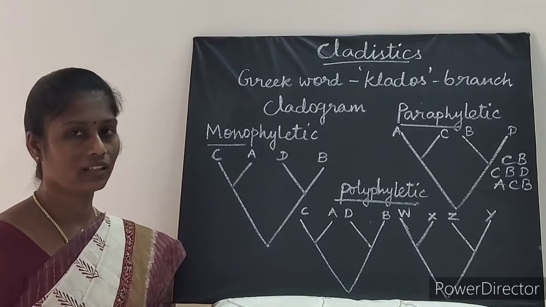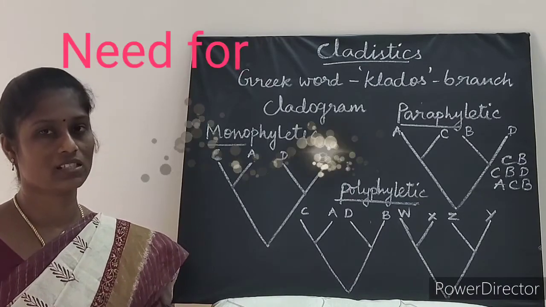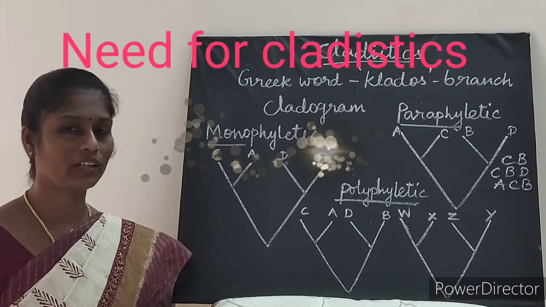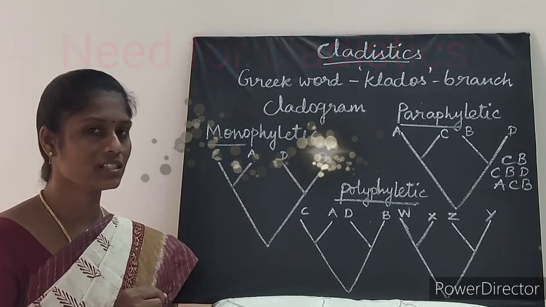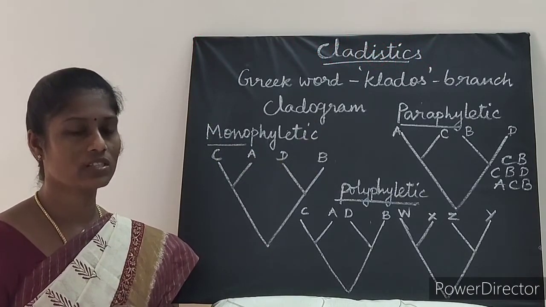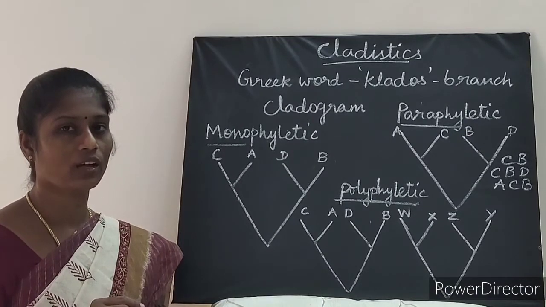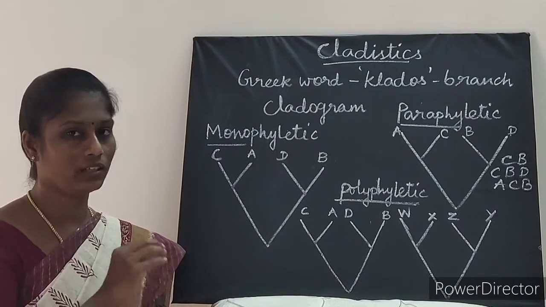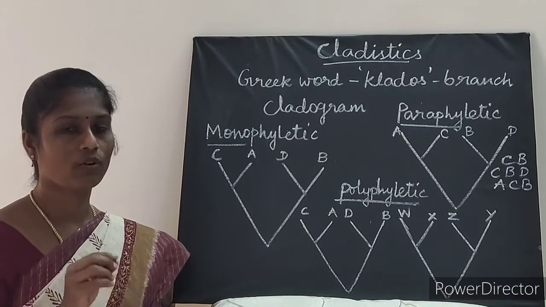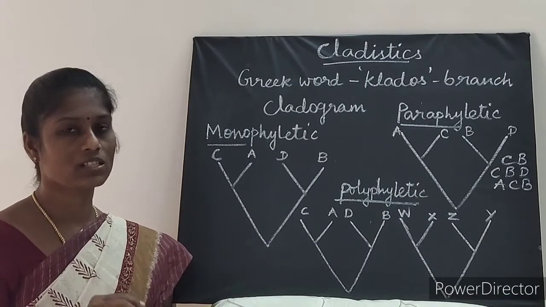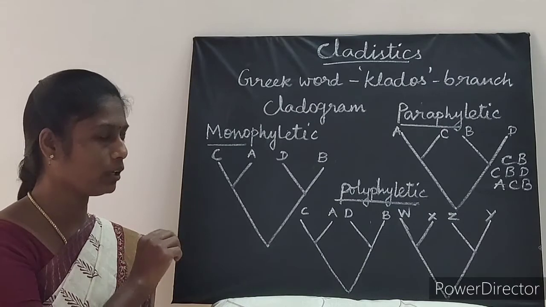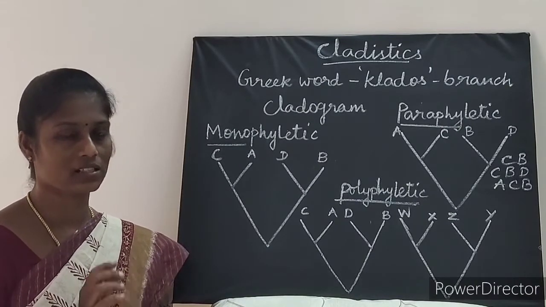Now let us learn the need for cladistics. What is the use? Why is it necessary? Cladistics is needed for the first reason: it is now commonly used for creating the phylogenetic system of classification. The most commonly used method is cladistics.